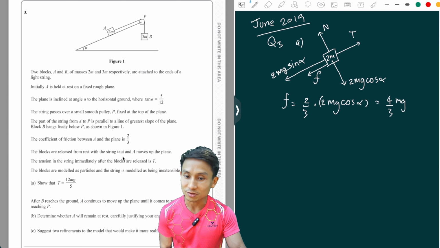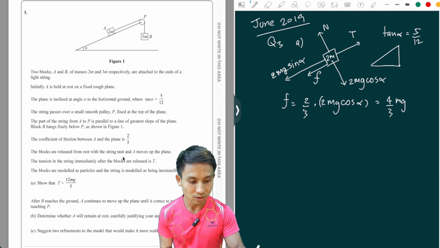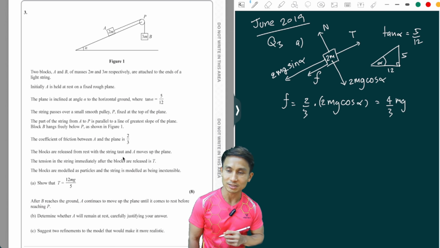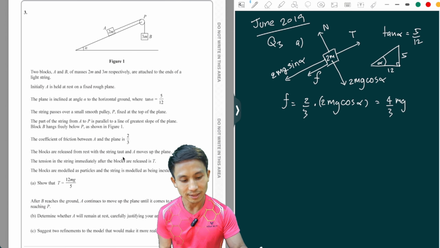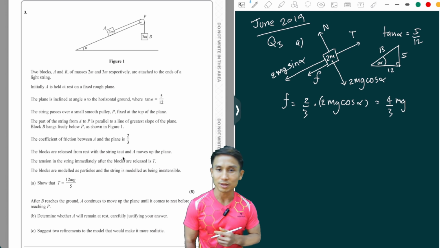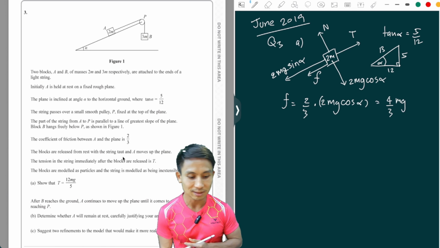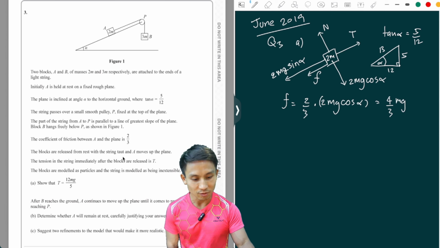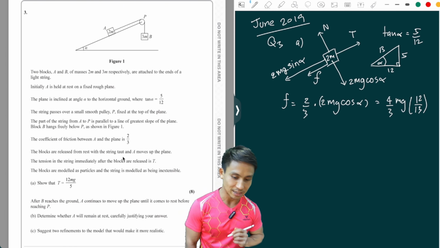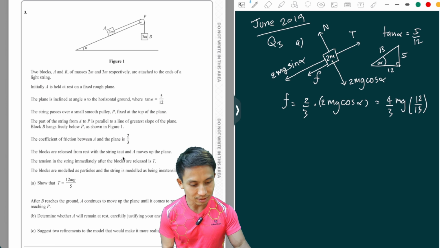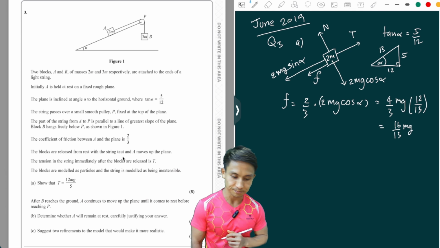Now, because it's given us also that tan alpha is 5 over 12, if you do a little right angle triangle here, this is alpha, 5 over 12 like that. That's faster. You don't need to solve for alpha at all. And then you know by Pythagoras that the hypotenuse is 13. So that means cos alpha here would be 12 over 13, just getting by that triangle there. And if I simplify this, I get 16 over 13 mg. That's the friction.